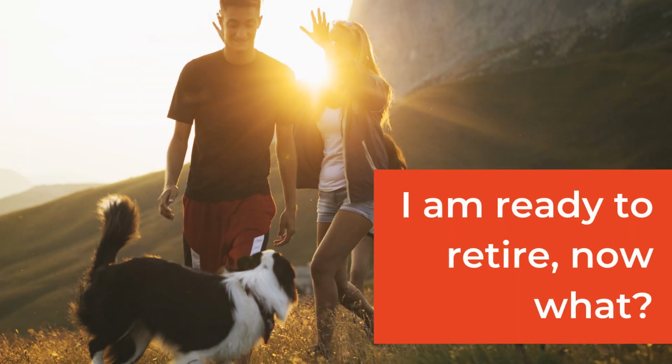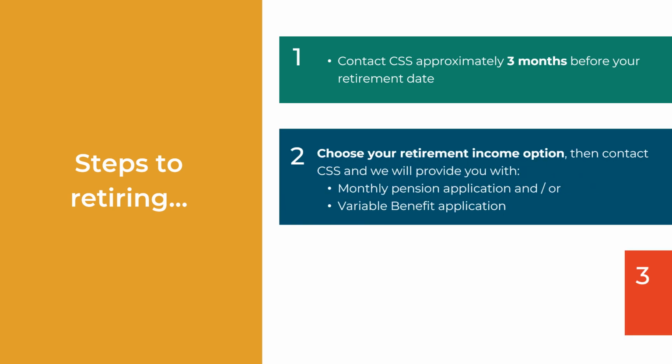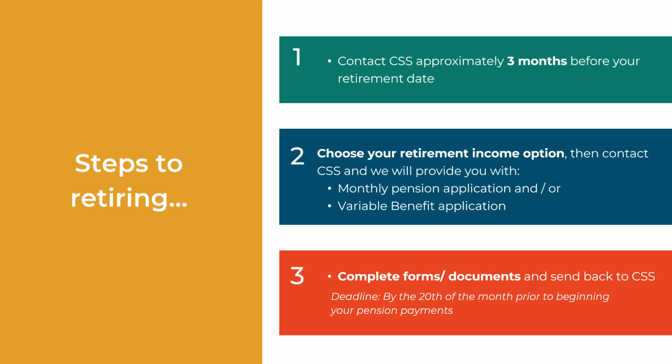So, you are ready to retire. Now what? Contact CSS about 3 months prior to your retirement date. We will provide you with our options package so you can decide which option is best for you. Once you have made a decision, contact us and we will provide you with a variable benefit application package where the payment will be on the 15th of each month, and or a monthly pension application package where the payment will be on the 26th of each month. Then complete the forms and send them back to CSS. The deadline is the 20th of the month prior to beginning your pension payments.